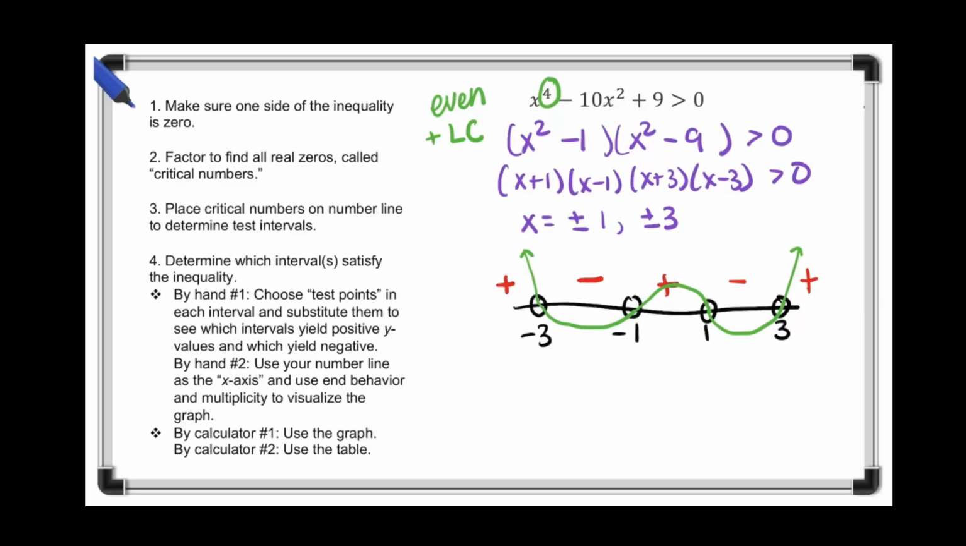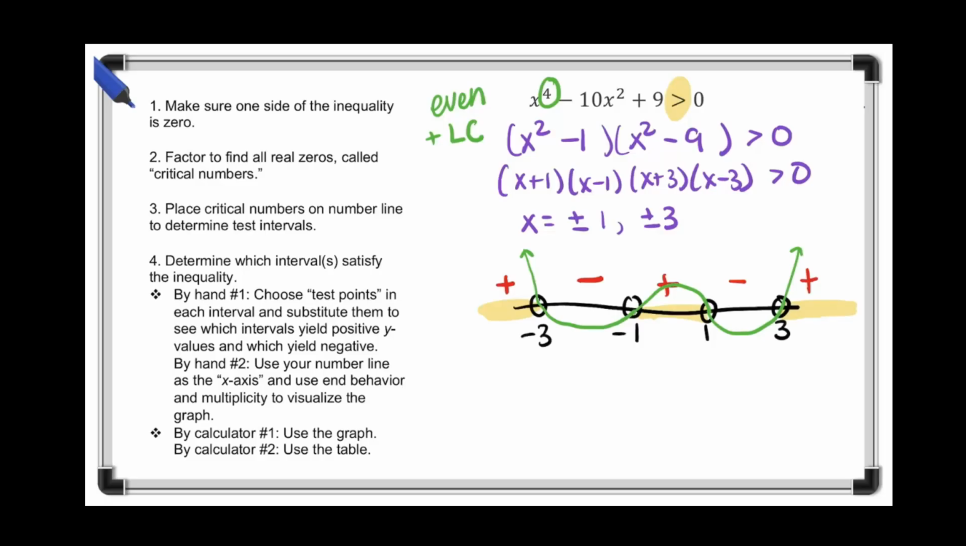So now what you're going to think about is looking at this symbol. This symbol is a greater than, so I'm going to pick those intervals where it's greater than 0. So I'm looking at the pluses. I have the intervals here, here, and here. Those are all the intervals where it's greater than 0.